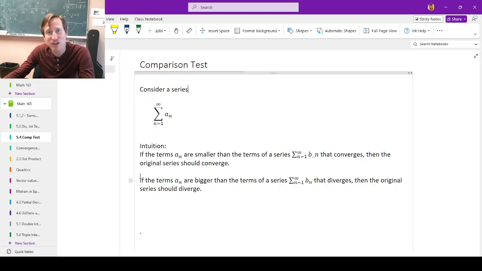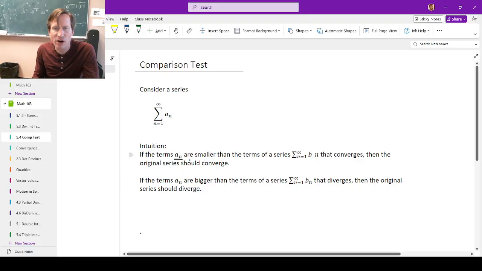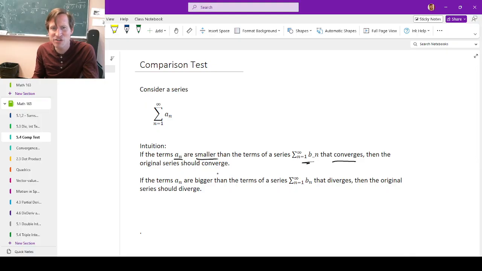One idea to get at convergence or divergence that we actually used once before when we talked about the harmonic series is just changing the individual terms of the series to make them bigger or smaller, right? So the intuition behind this is if all of the terms in your series are smaller than those of some other series and that one converges, then your series must converge, right? If you have a convergent series and you make the terms smaller, it can't blow up to infinity anymore. It has to converge, right?